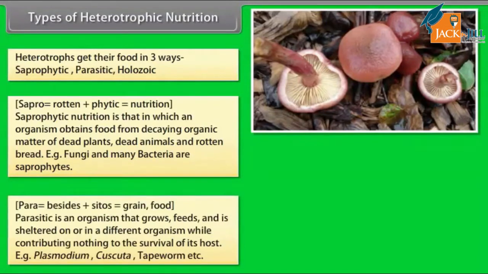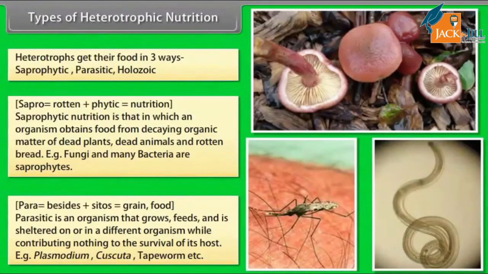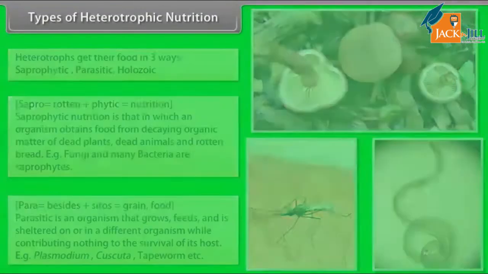Para means besides, cytos means grain or food. Parasitic is an organism that grows, feeds, and is sheltered on or in a different organism while contributing nothing to the survival of its host. That is, Plasmodium, Cuscuta, tapeworm, etc.